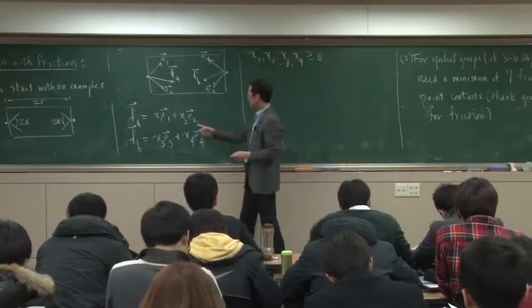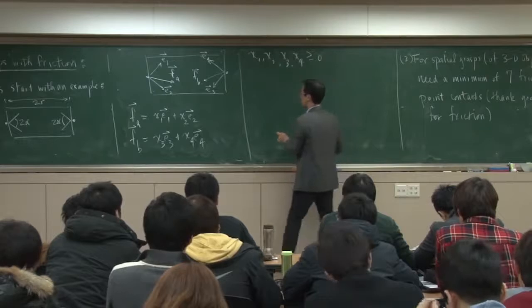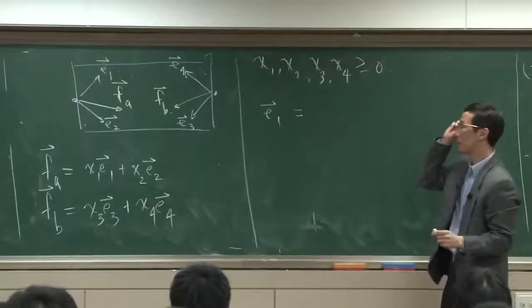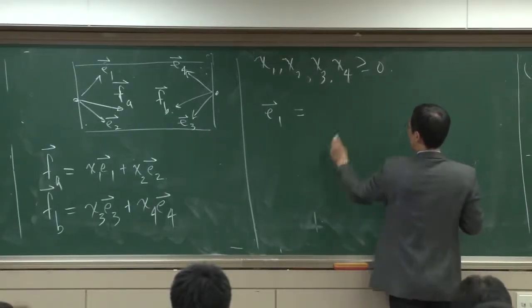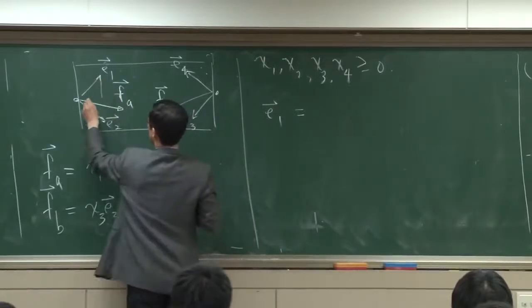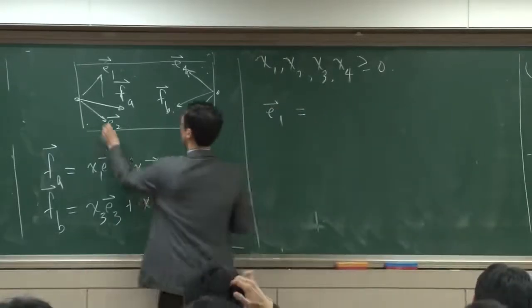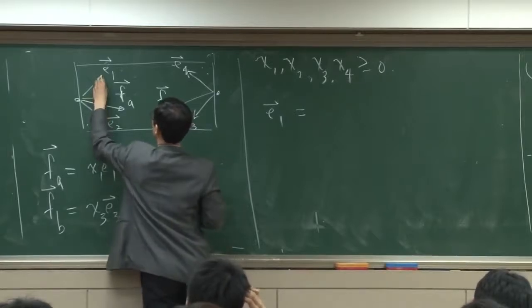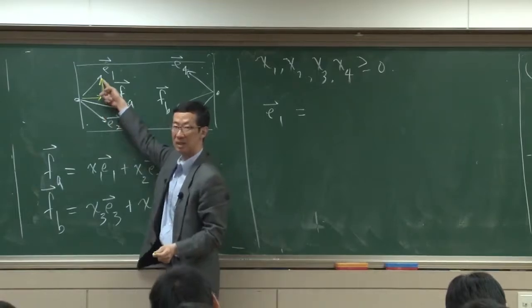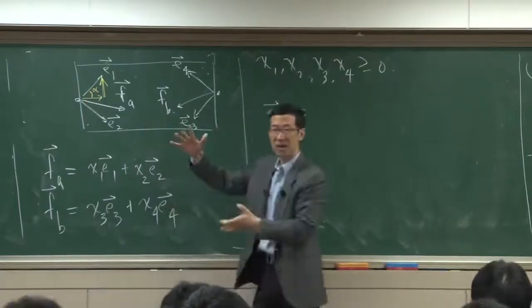It would be nice if we could write these direction vectors in some more precise way. So let's think about E1. What is E1? E1 points in this direction. Let's use a different color and draw this triangle here. E1 is this plus this. This angle is alpha, half the friction cone angle.